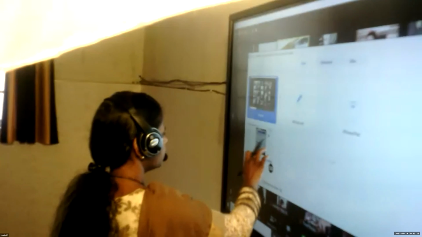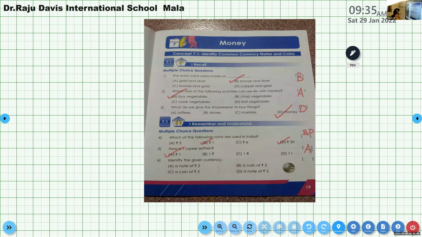Now let me share. Let's move to question number 6. Identify the given currency. Option A, a note of rupees 2. Option B, a coin of rupees 2. Option C, a coin of rupees 5. Option D, a note of rupees 5. You can see the currency. What is the currency? Option B, a coin of 2. Yes, it's a coin of rupees 2. So the answer is option B. Write capital letter B inside the bracket.